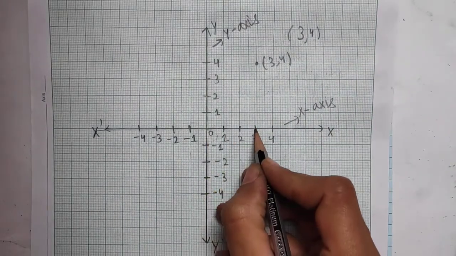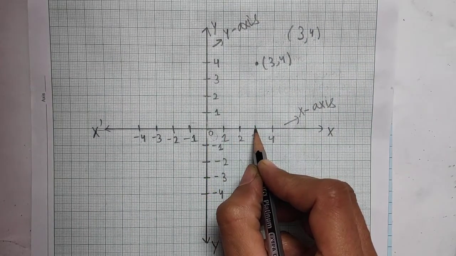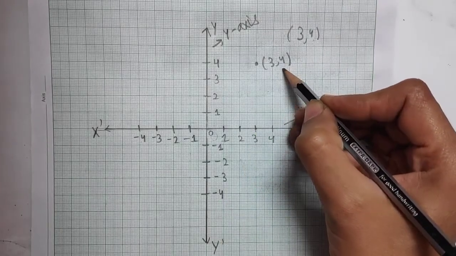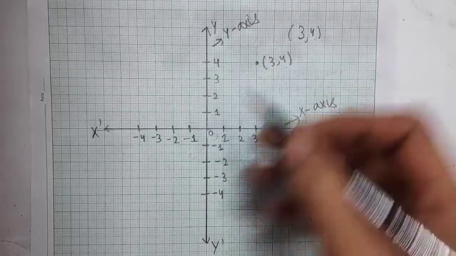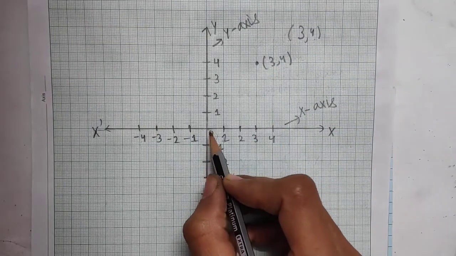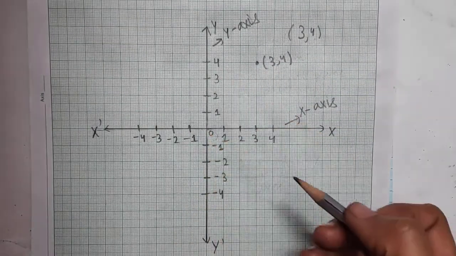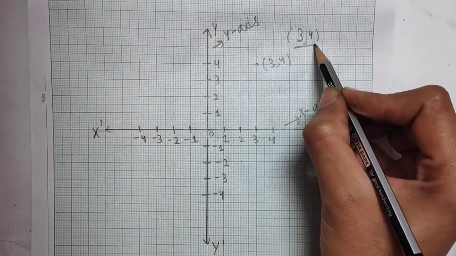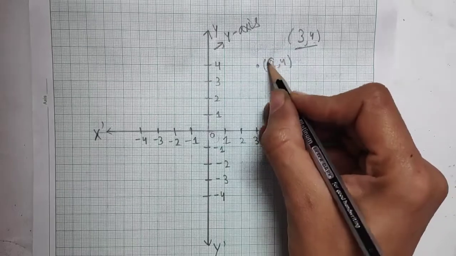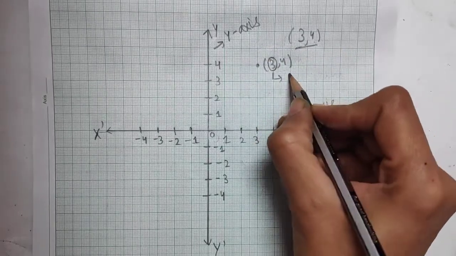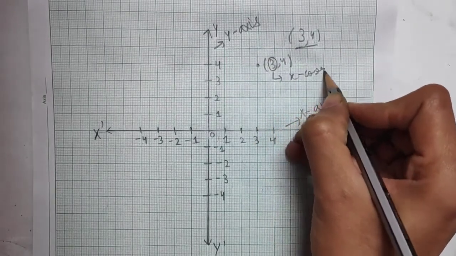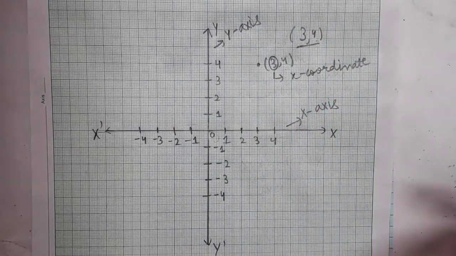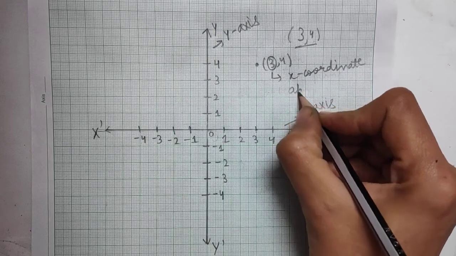This is 3 units. This tells how many units to move to the right. This is 4. This tells how many units to move up. And this is the origin. With reference to the origin, we are supposed to move. This is how we plot the point (3, 4). Now, this 3 is called the x coordinate, or the other name of the x coordinate is abscissa.